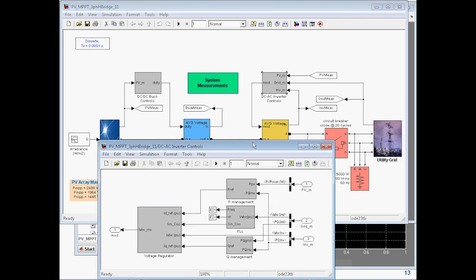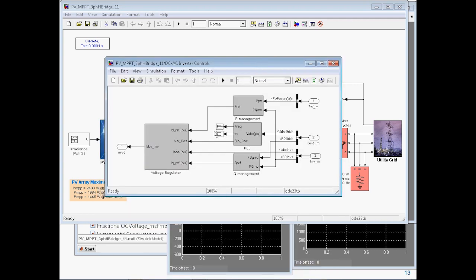The controller for the inverter has changed. I have my voltage regulation here. But first, before I connect it to the grid, I need to synchronize it to the grid. So I have to measure the ABC voltage on the grid and pass it through a PLL, phase lock loop, controller, which again is an existing block from the SimPower Systems library, generating the synchronization wave.